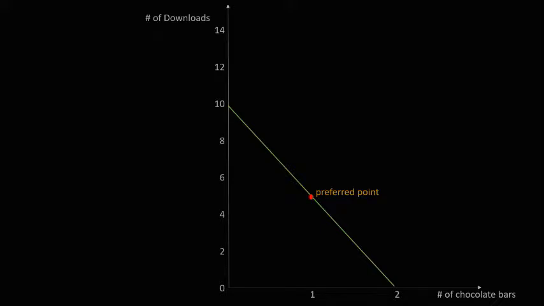In our last video, when we had our income of $10 and the price of a download was $1 and the price of chocolate bars was $2, we ended up with this budget line and our preferred point here. Now we want to ask the question, what happens if our income increases? So suppose it increases to $15. This is going to shift our new budget line and our new preferred point.